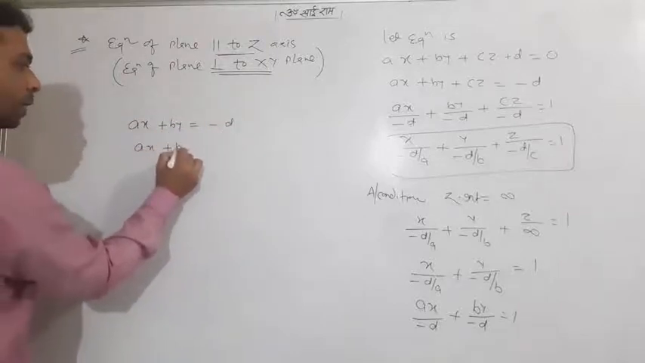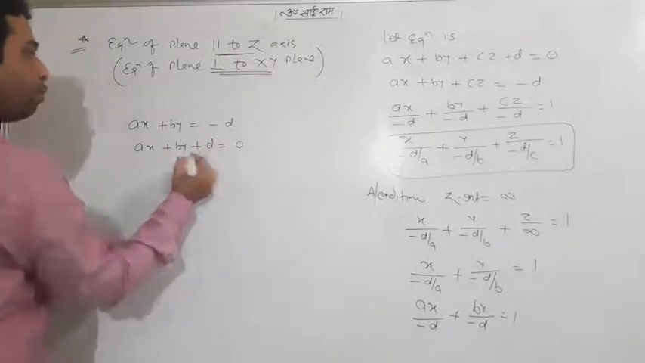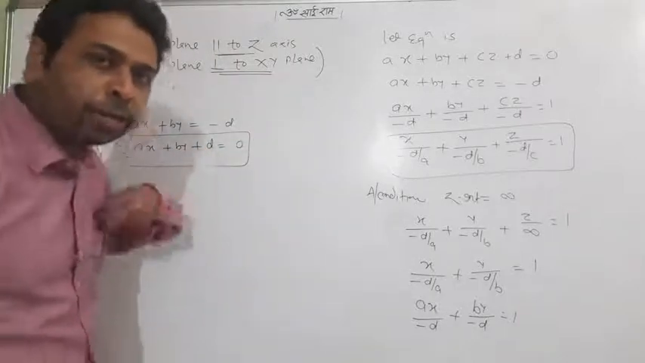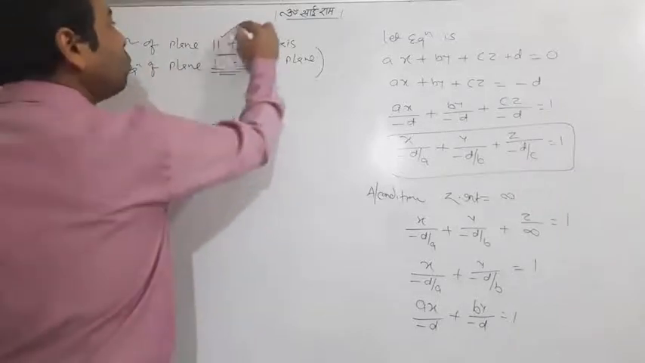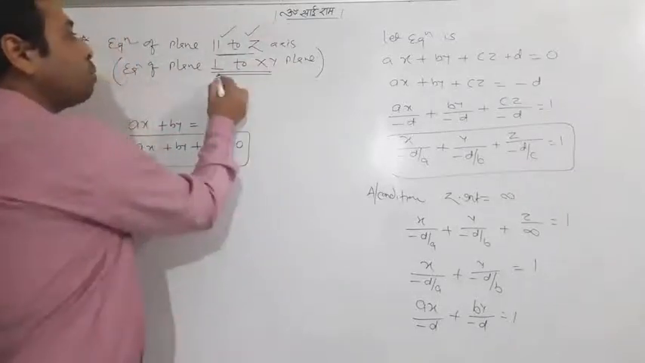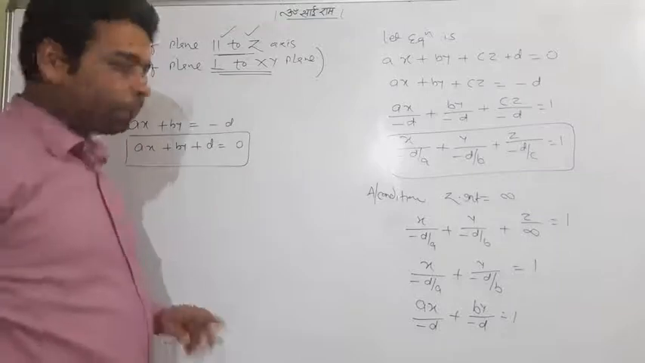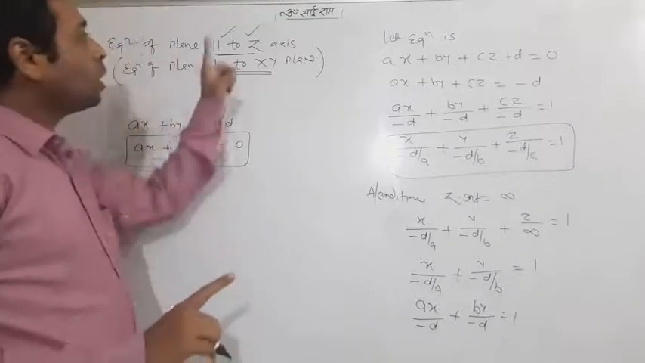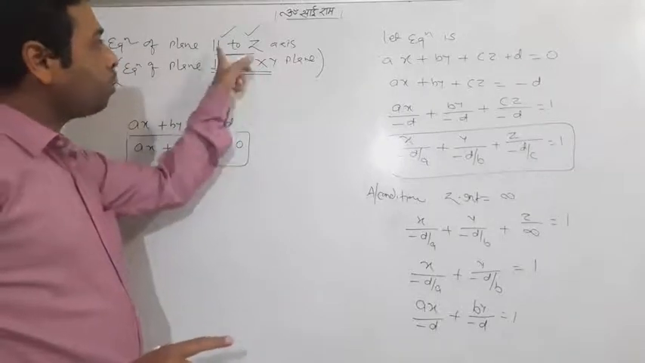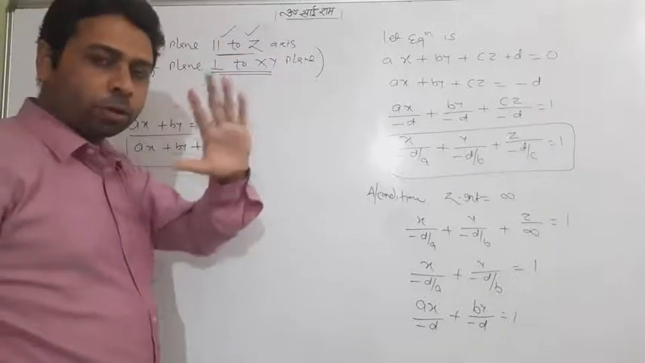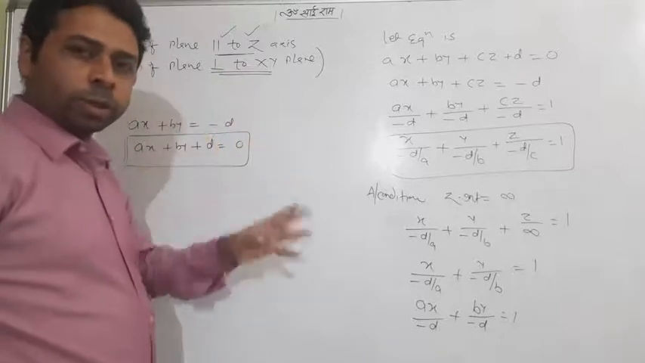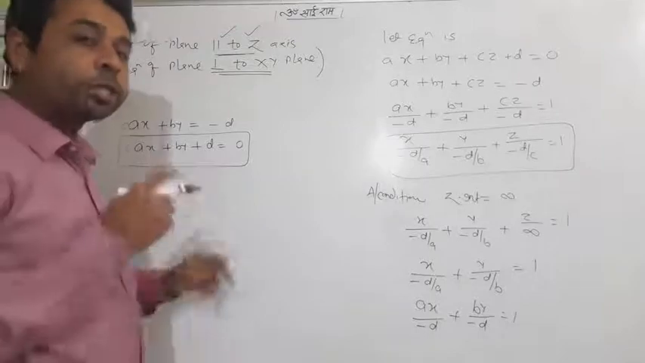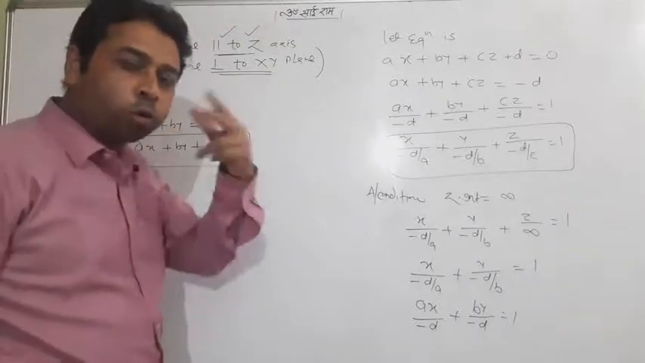So what final answer have we got? This is a very important concept you have learned: when your plane is parallel to the z-axis or perpendicular to the xy plane, the answer looks like this, where z disappears. Remember this one; the others you can understand on your own. Parallel to the z-axis, z is not there. Similarly, you can obtain two more planes.